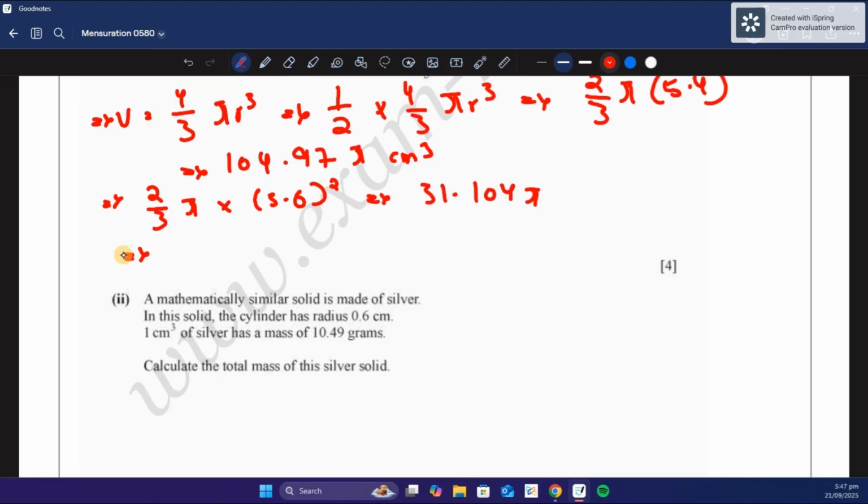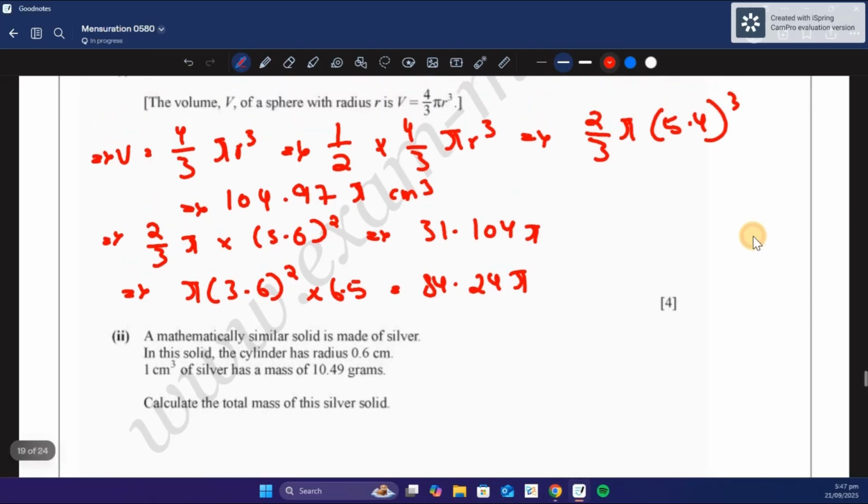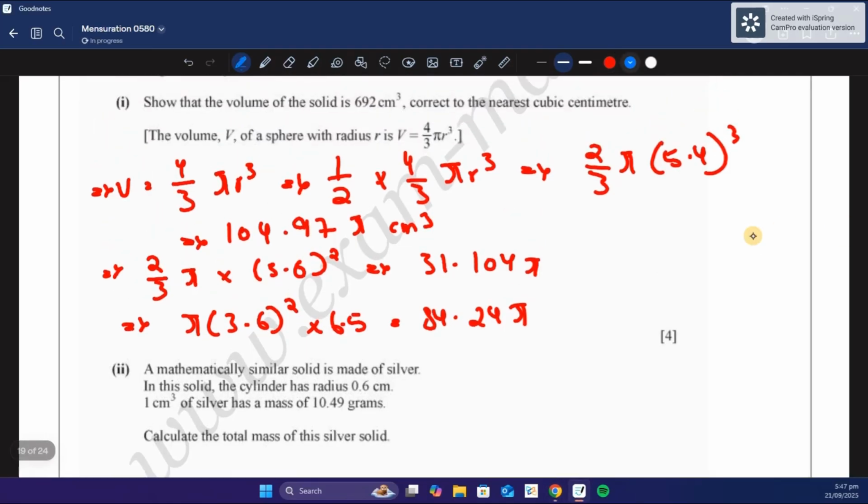Okay, now for the cylinder, we need to take out the volume of the cylinder. This would be given by pi r squared h. So that means pi r squared into h. This would give us 84.24 pi. Now we need to simply add, and the total of this and this would give us 692 cubic centimeters.